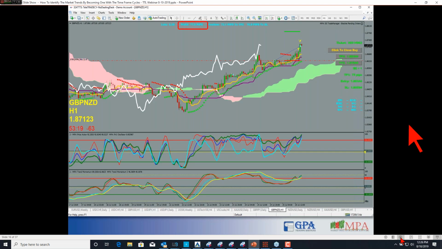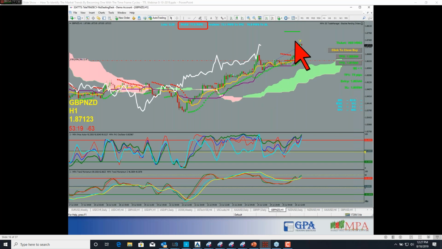Here's a little scalping trade. This is the pound New Zealand. We have what we call a bracket pending order. The pound New Zealand's time frames were oversold going towards overbought. I knew the 1 hour was going to keep slingshotting higher and higher like that because the 4 hour needs the 1 hour to do it to make its cycle. And as my daily continues to cycle, the 4 hour will keep doing it, which means the 1 hour is going to keep doing it.